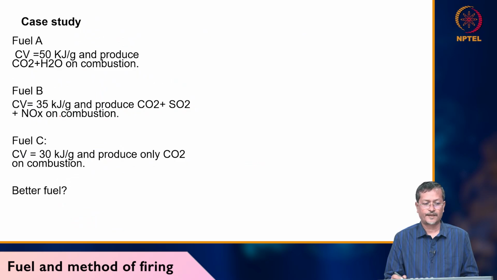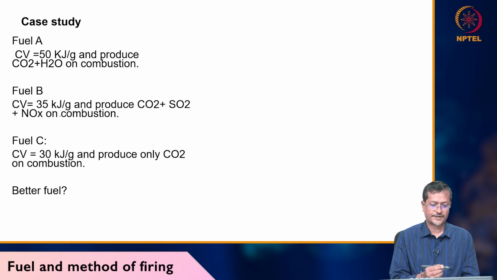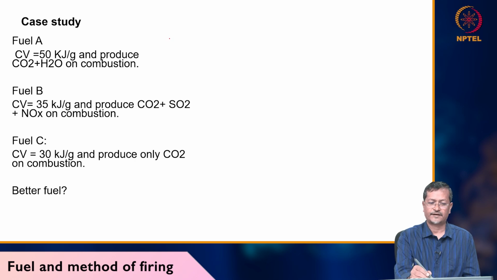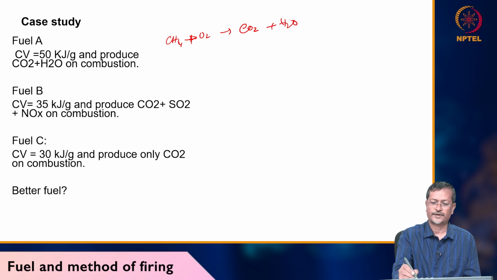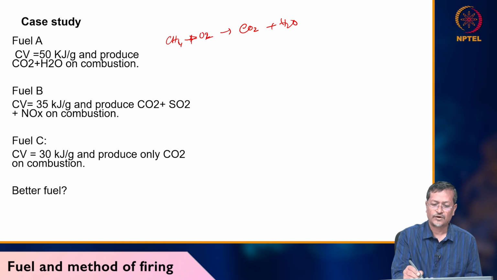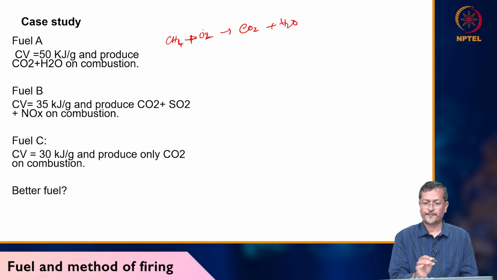A case study. Just one example is taken. Okay. So let's say one case study. I have three fuels. One is having calorific value 50 kilojoule per gram, and it is producing carbon dioxide and water. For example, I have, let's say, CH4. Okay, if you burn it with oxygen, it will create CO2 plus H2O. Okay, I am not doing the balancing, how much oxygen or methane will be required. I am not balancing it now.